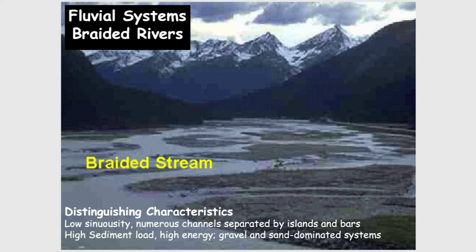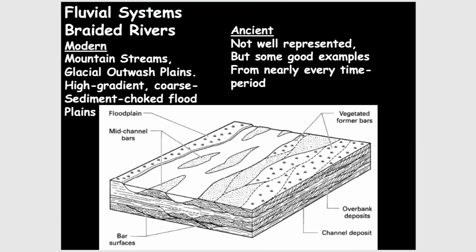So we can distinguish a braided stream because it usually has low sinuosity and it has numerous channels that are separated by these bars or islands, and commonly because of the high energy we have usually a good amount of sediment load, and it's also commonly represented by coarser fractions, especially in the main channels. So we tend to have quite a bit of gravel and also sand in these systems. A better figure here shows these major islands of gravelly material and sandy material that is commonly found in braided systems.